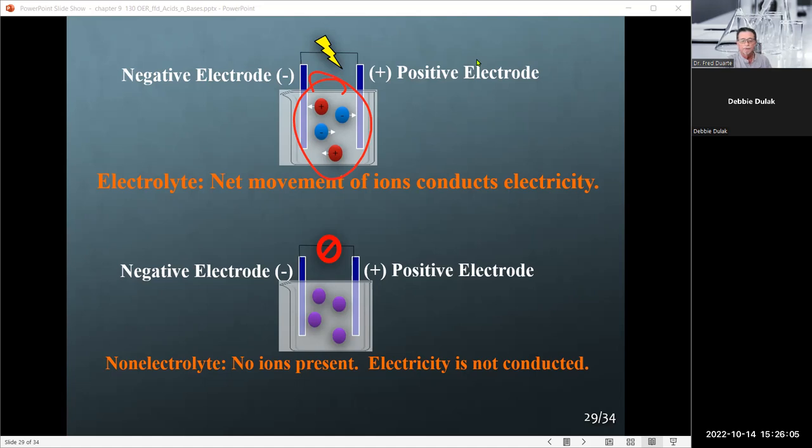Electrolytes are crucial, very important. They're important in our body. It's how we get electrical signals from point A to point B. Without them, our head couldn't talk to our toes.